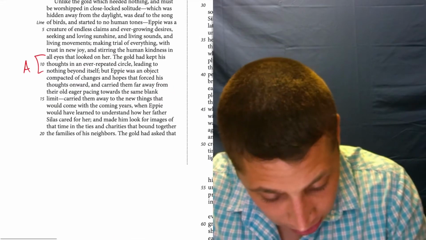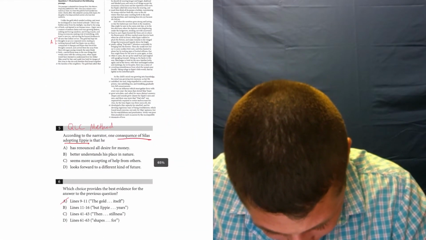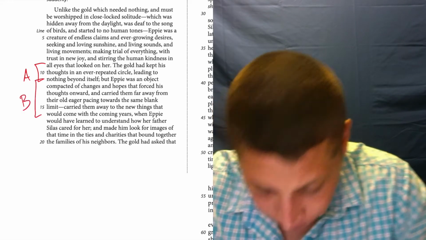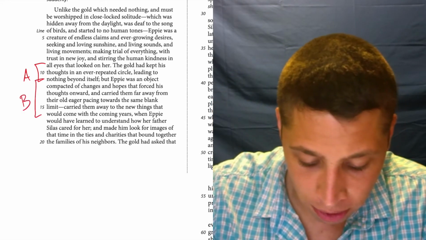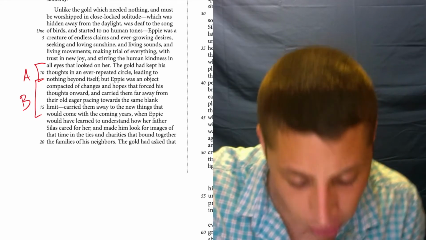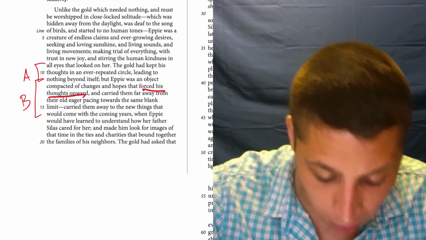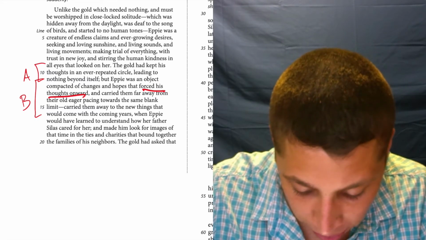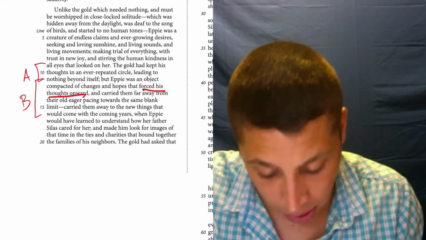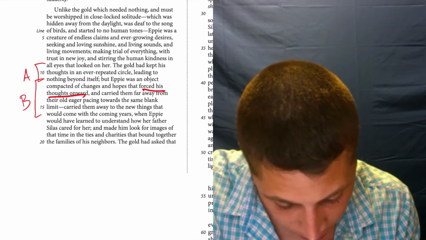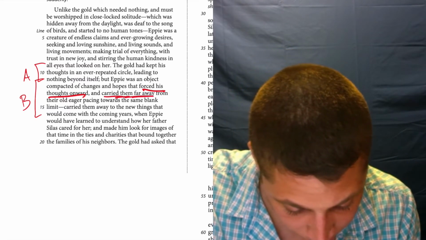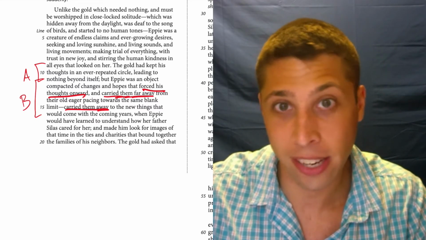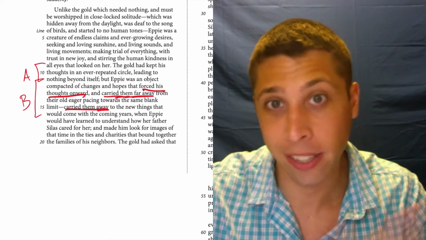So this is 11 through, what is it, 16? 11 through 16, a little bit longer. But Epi was an object compacted of changes and hopes that forced his thoughts onward and carried them far away from their old eager pacing toward the same blank limit, carried them away to the new things that would come with the coming years. Okay, so the one thing I'm also going to highlight here is carried them far away and carried them away, right? It's not a coincidence that that idea is being repeated. That means it's important. Main ideas are repeated ideas.